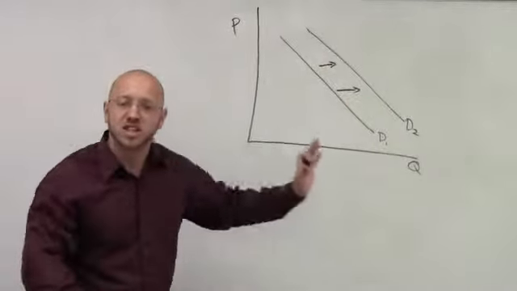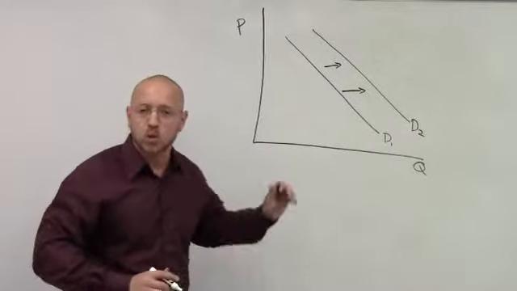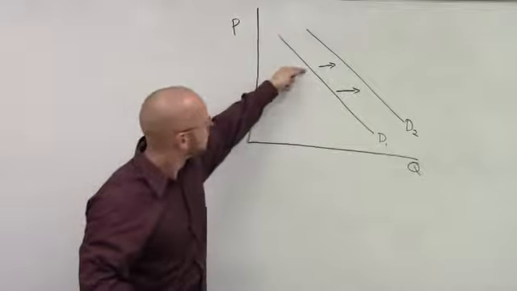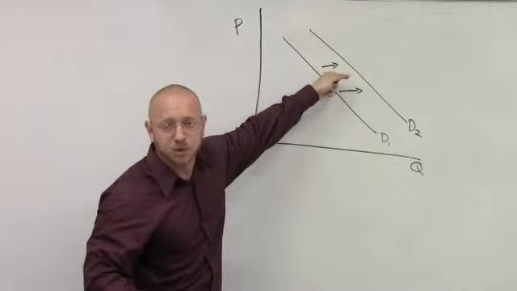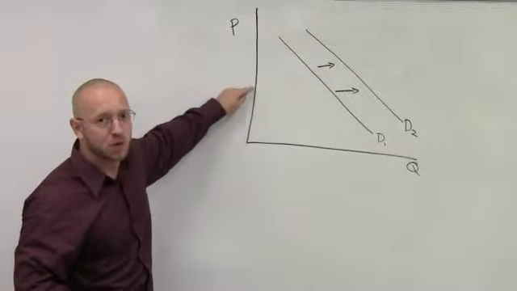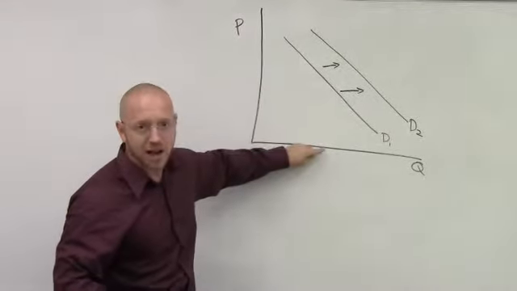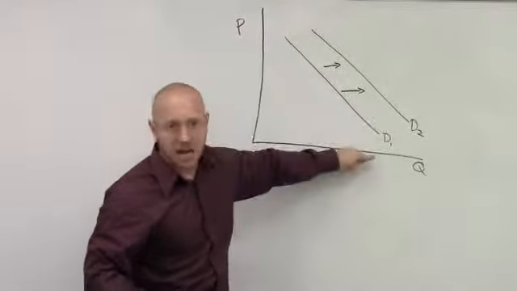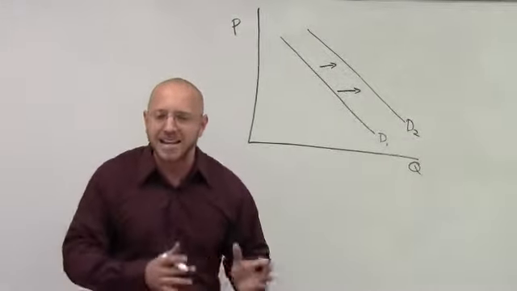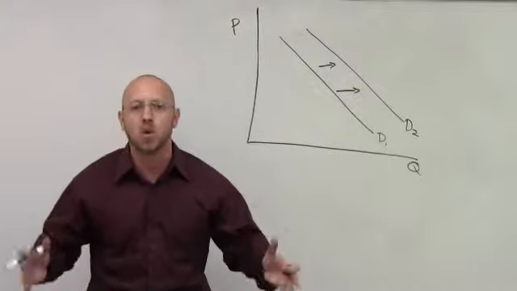For example, maybe it shifts out now for some reason. Now, what does this mean? At the same price level, now all of a sudden people are willing to buy more. This price, before they were going to buy that amount, now people are buying a lot more. So demand increased. At any given price, we're willing to buy more.